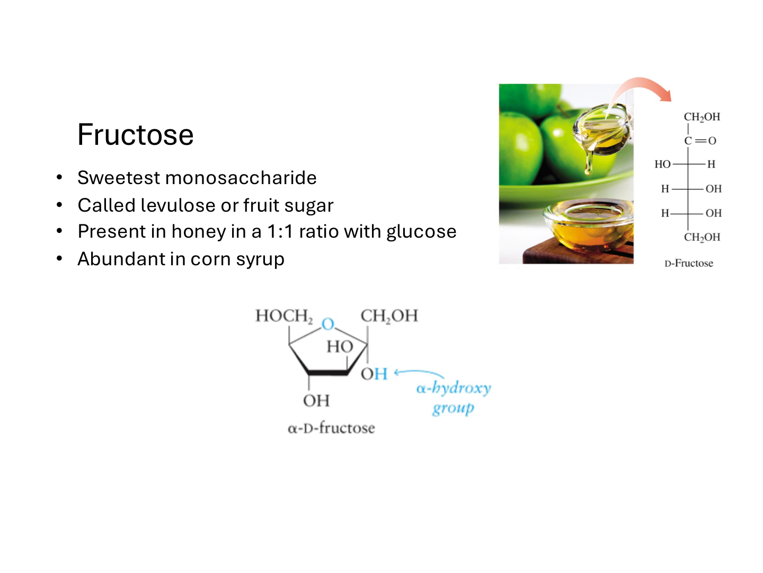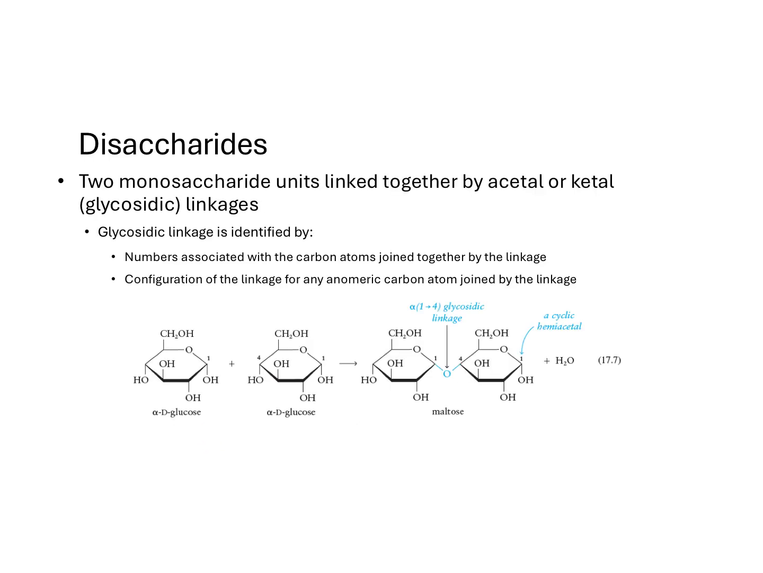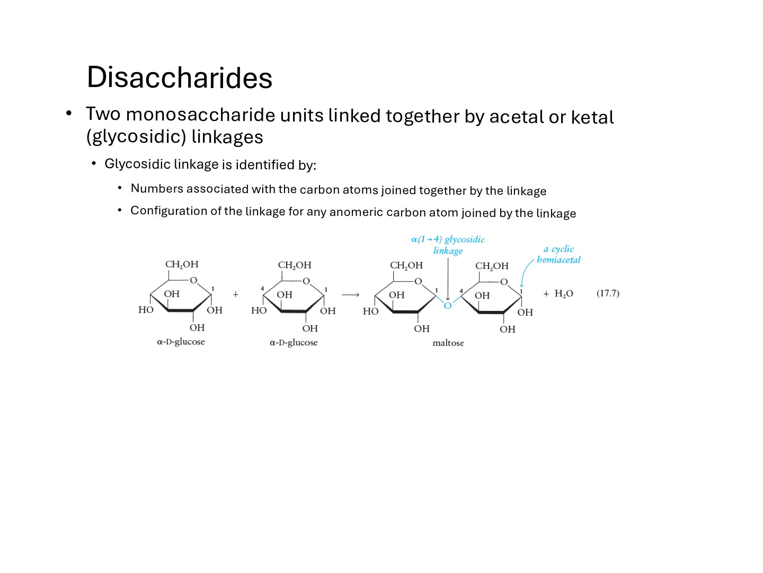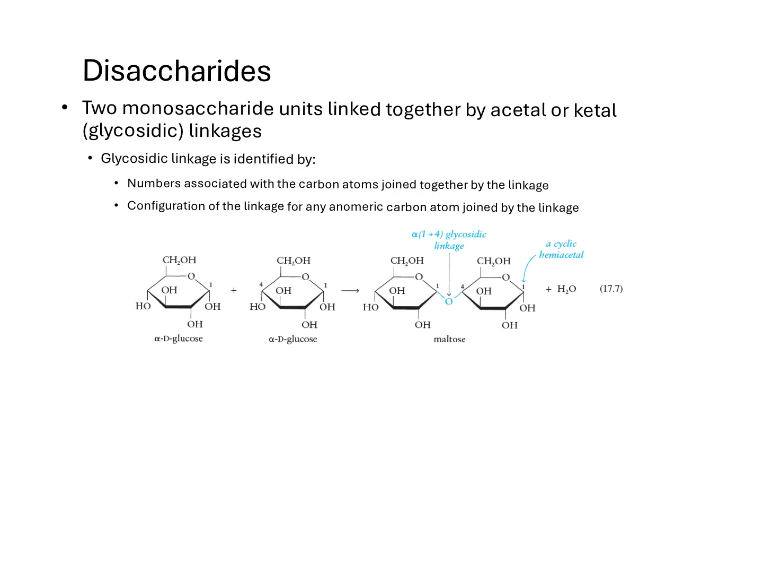Let's talk about disaccharides. Now, disaccharides are when you have 2 monosaccharides that are linked together by a glycosidic linkage. Now, this is a lot of times called an acetal or a ketal glycosidic linkage. You don't have to worry about that, but I like to put it in there in case you run into it. These are identified 2 ways.